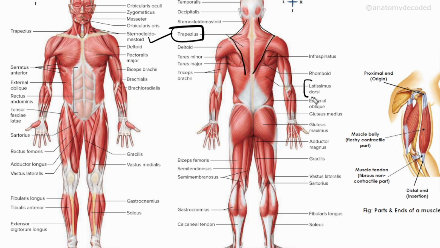And there is one more very large muscle here called as the latissimus dorsi. It is extending between the lower limb and the upper limb. That's the only muscle which connects the lower limb and the upper limb. That muscle is latissimus dorsi. Then behind, in the gluteal region, there is a muscle called as gluteus maximus.